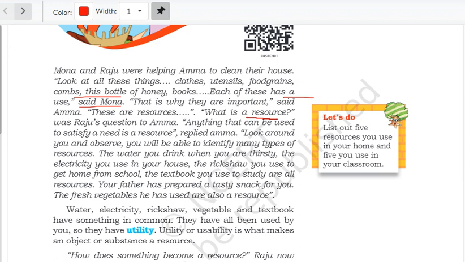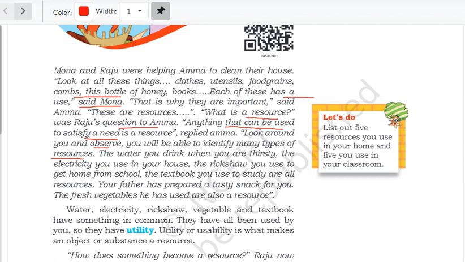What is a resource? was Raju's question to Amma. Anything that can be used to satisfy a need is a resource. A resource is anything that can be used to satisfy a need, that fulfills a need, replied Amma. Look around you and observe. You will be able to identify many types of resources.